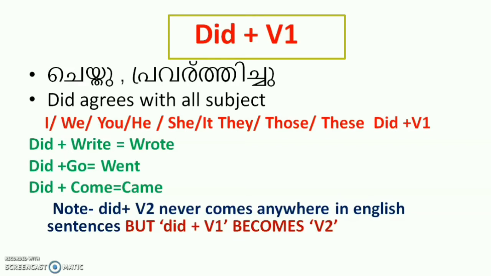I told you, in V2 there is a did hidden. Look at did plus go becomes went. Did plus come becomes came. So in came there is a did. If we split the auxiliary, we will take did and then use V1. Did plus write becomes wrote. If we split them, it is did plus write, that means did plus V1. So note, did plus V2 never comes anywhere in English sentences. But did plus V1 becomes V2.